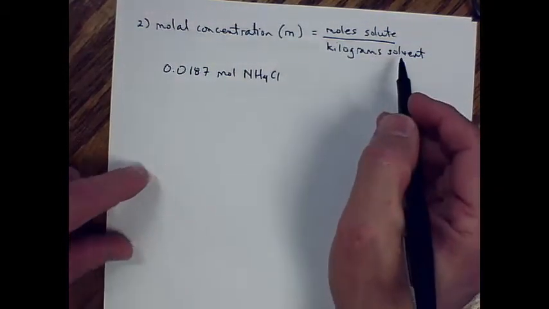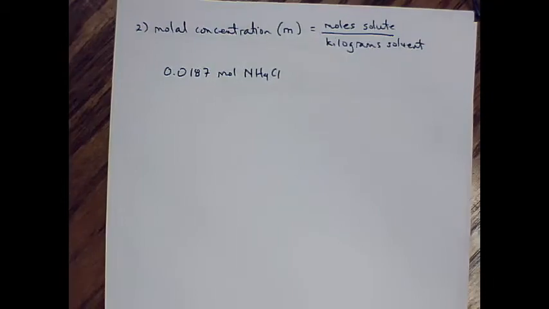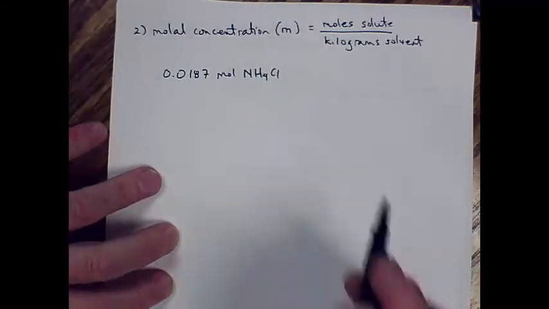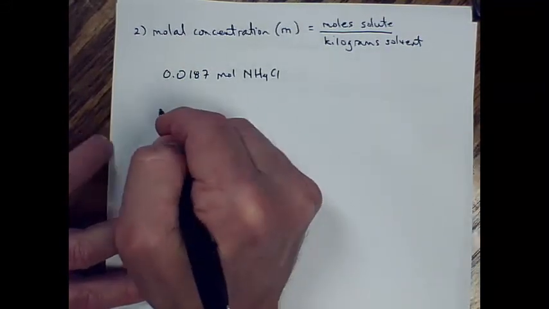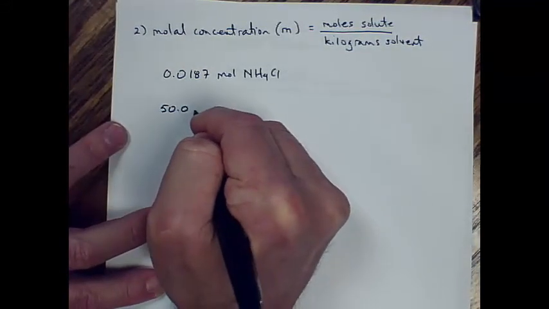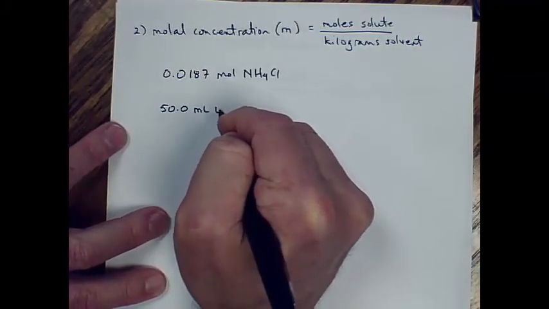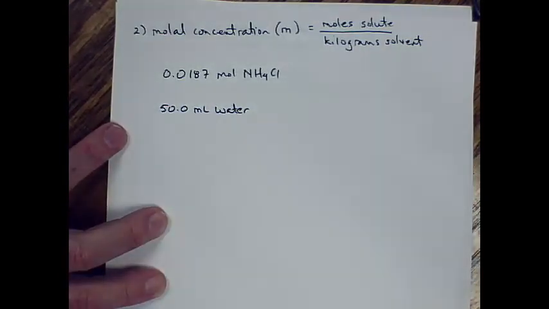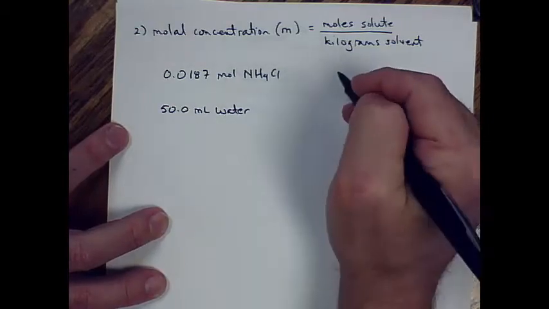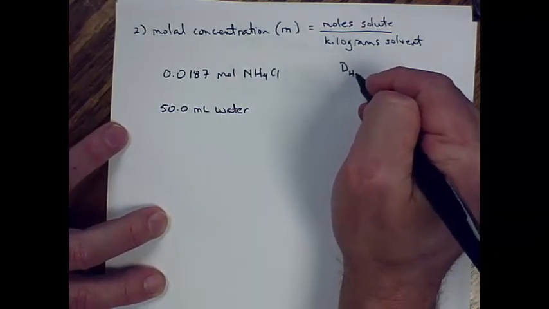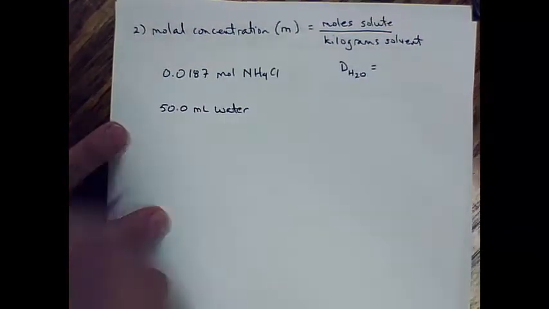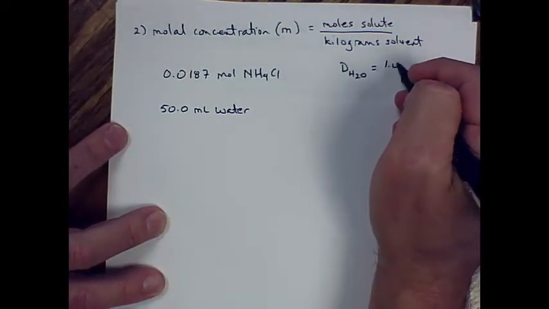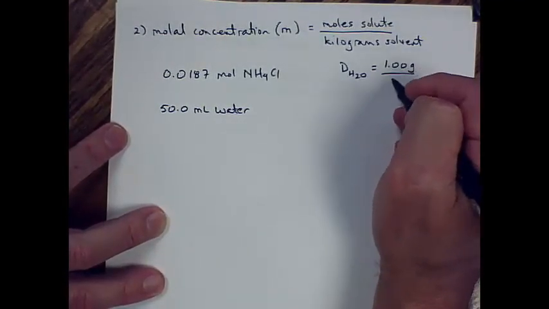The solvent is water in the problem, and we have 50.0 milliliters of water. We've got to get the milliliters of water, our solvent, into kilograms. First we're going to convert it to grams. You need to know the density of water. It's something you're supposed to memorize. We brought it up in Unit 2 in this class. It is about 1.00 grams for every milliliter.